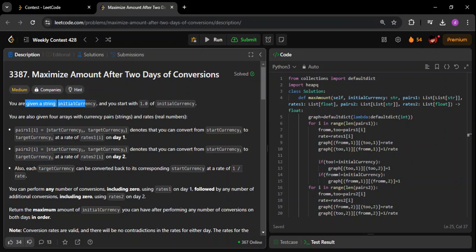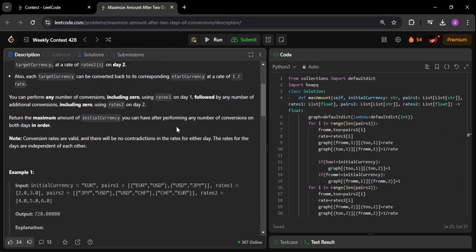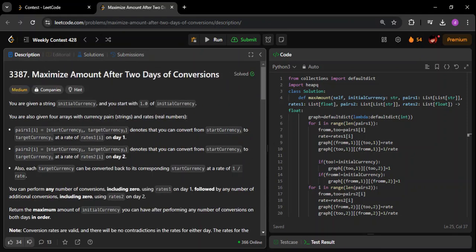You are given a string initialCurrency, and you are starting with one unit of it. For example, you see here the initial currency is EUR, so you are starting with 1 euro. For example, you could have $1, similarly you can say 1 euro. So you are starting with this currency with the unit one. As simple as that. That is your starting condition.